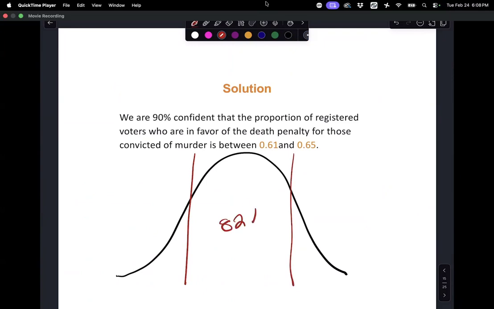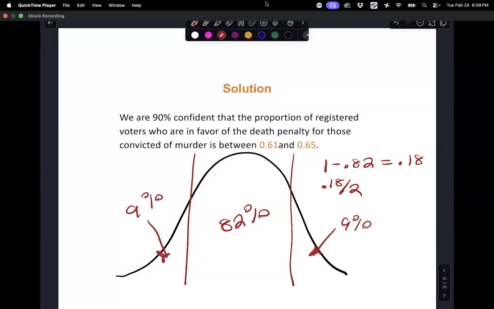82% in here. So I would do 1 minus 0.82. That's going to give me 0.18. Take the 0.18 and divide it by 2. So I have 9% up here and 9% down here. So 9% from 100 is 91%.